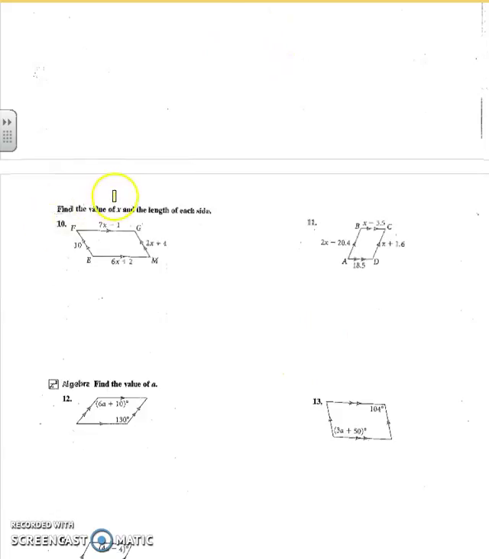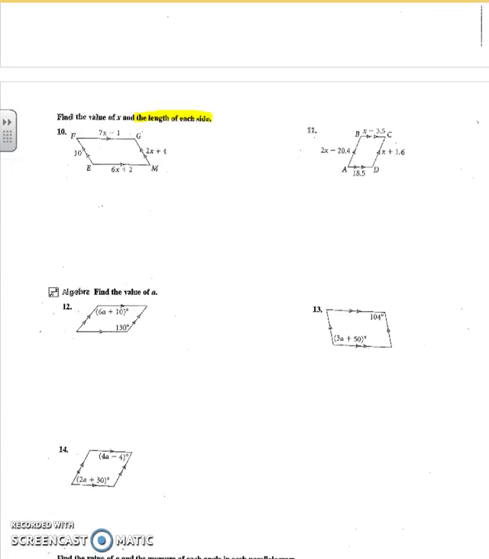Number 10, be sure we're reading, because you need to find the value of x and the length of each side. So think about properties. Show me your work on how you're getting each of the variables and how you're getting each side, and make sure that all the sides are either labeled or you have them written out. So for example, number 10, FG equals this value. Same thing for 11. You get points for plugging it in, so make sure you do that.